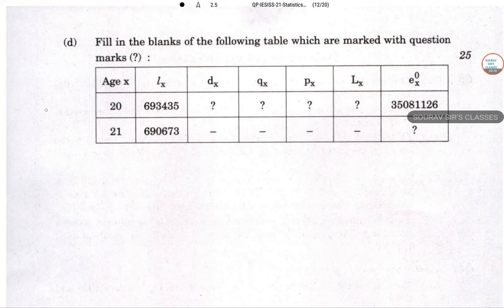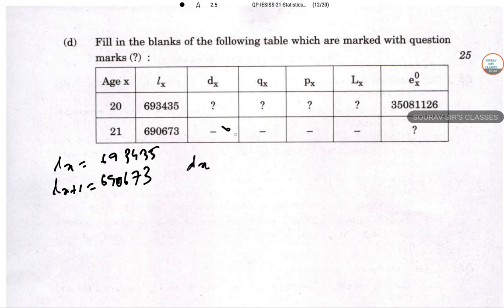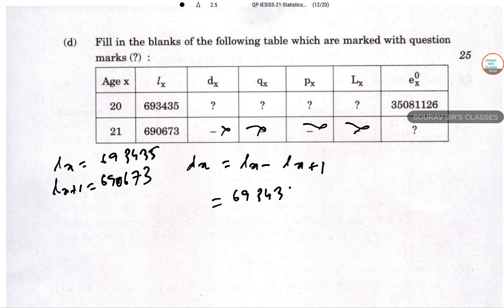For example, this lx here is 693435 and l of x plus 1 is 690673. The first value of dx you obviously don't need to calculate. These are 1, 2, 3, 5 questions, which will be like 5 marks. So dx is equal to lx minus l of x plus 1, so 693435 minus 690673.